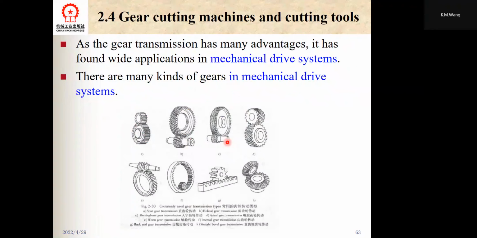and D is the spiral gear transmission, and E is the worm gear transmission, and F is the internal gear transmission, and G is the rack and gear transmission, and H is the straight bevel gear transmission. These are commonly used gear transmission types. We should know them.